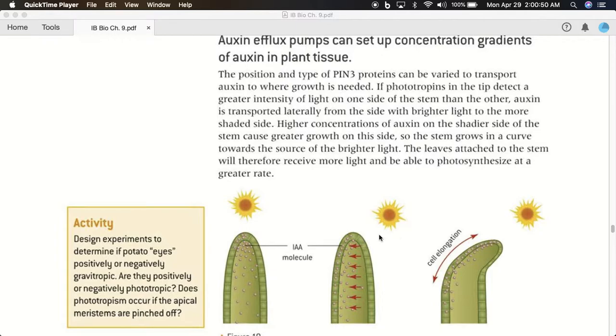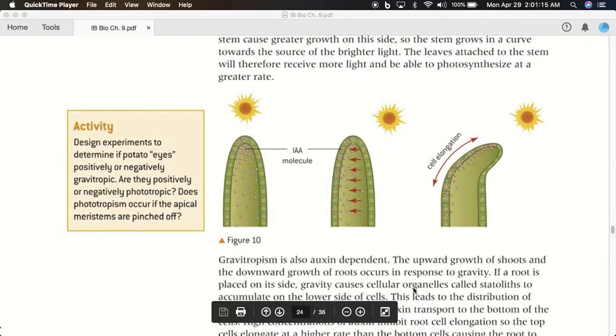However, if we see here the sun is on the right side of the plant, the PIN3 proteins are going to pump the auxin to the left side of the plant, and that's going to promote growth on the left side of the plant. And if there is more growth on the left side of the plant than the right side of the plant, that causes the plant to bend towards the sun. So that's our example of phototropism.